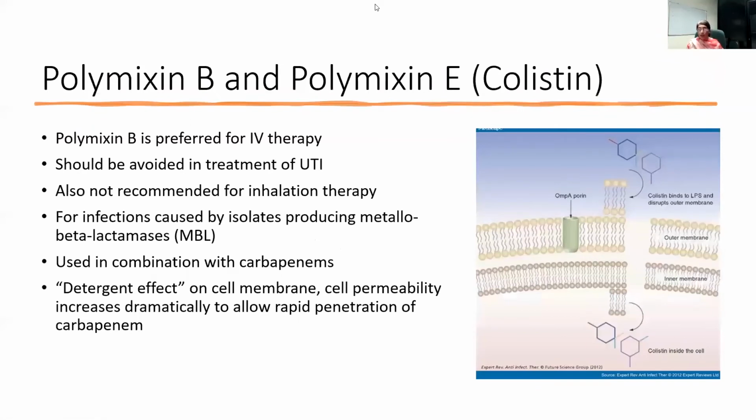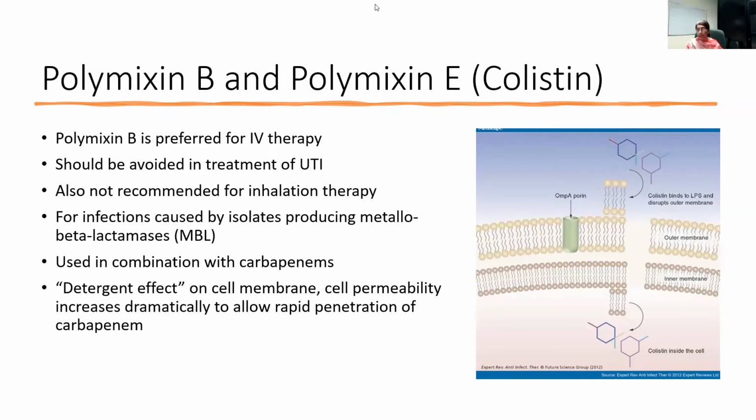Now we'll talk about polymyxins. These include polymyxin B and polymyxin E. Polymyxin B and polymyxin E both have the same antimicrobial spectrum, but they are different pharmacologically. Polymyxin B has an easy dose calculation, and therapeutic serum concentrations are achieved more rapidly with polymyxin B as compared to polymyxin E. Also there is lower patient-to-patient variability in the pharmacokinetics of polymyxin B.